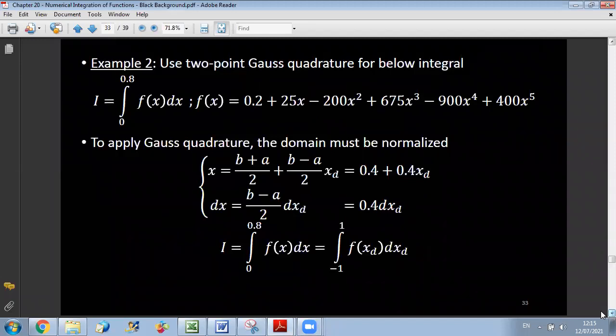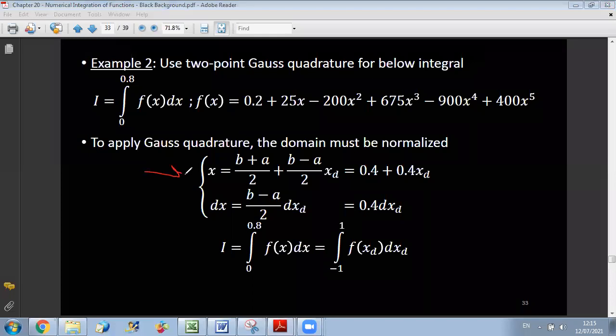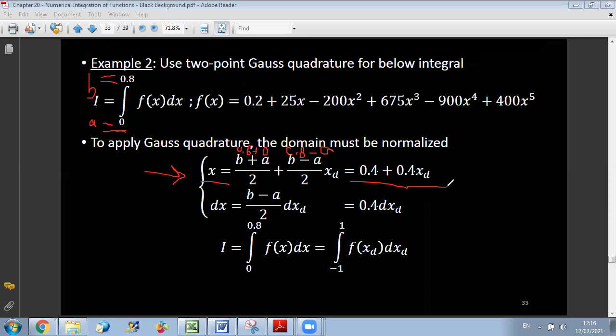And now we can compare the true relative error that we will get. So now all we have to do to be able to apply the formula we developed together is to do the change of variable. So first, we should do x equal to (b plus a)/2 plus (b minus a)/2 times xd. Here, a is equal to 0, b is equal to 0.8, and we do (b plus a)/2, which is (0.8 plus 0)/2, which is 0.4, plus (0.8 minus 0)/2, which is 0.4. So now x should be replaced by 0.4 plus 0.4 xd.